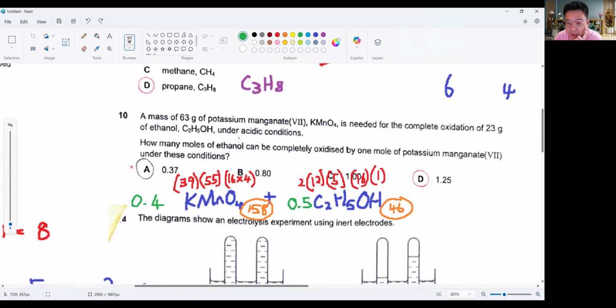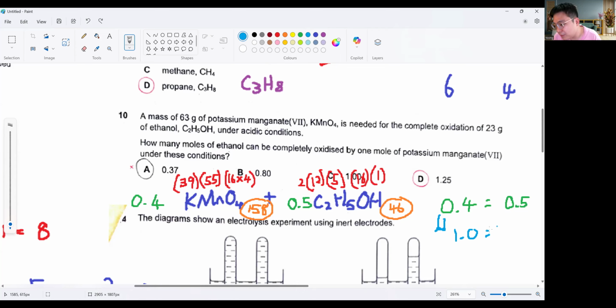Then they ask, how many moles of ethanol can be completely oxidized by 1 mole of potassium manganate, this KMnO4. The easiest way is you memorize the 0.4 ratio with 0.5. Now we are learning a little bit of maths. Your teacher should have told you, chemistry also needs some maths. So this 0.4, change it to 1. The easiest way is you times 2.5, then you get 1.0. Don't believe me? Type it into a calculator. 0.4 times 2.5 gives 1.